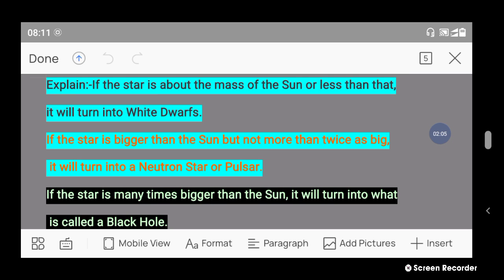If the star is about the mass of the Sun or less than that, it will be turned into a white dwarf. If the star is bigger than the Sun but not more than twice as big, it will be turned into a neutron star or pulsar. If the star is many times bigger than the Sun, it will be turned into what is called a black hole. Next question.